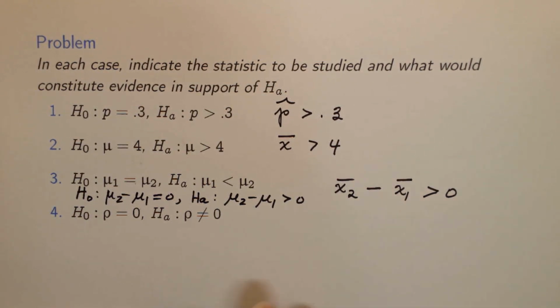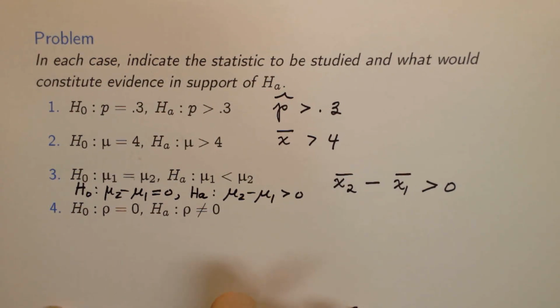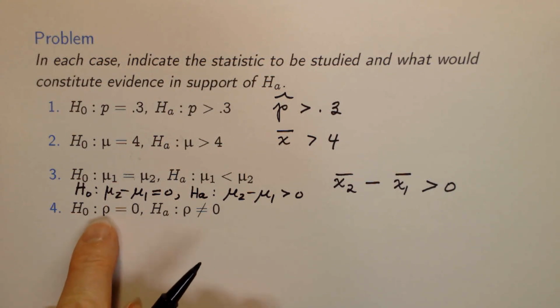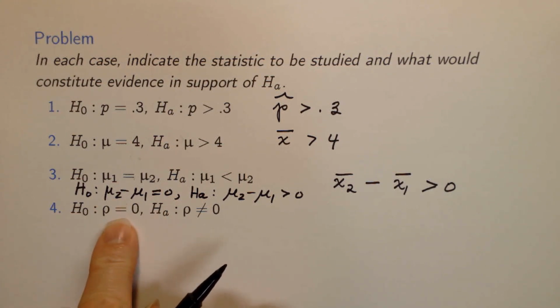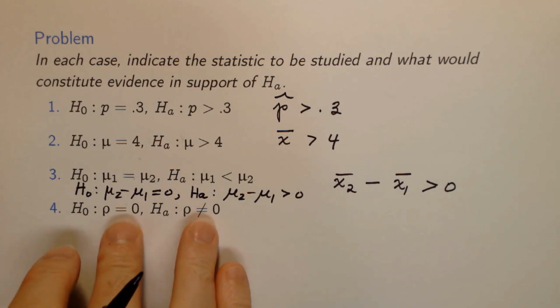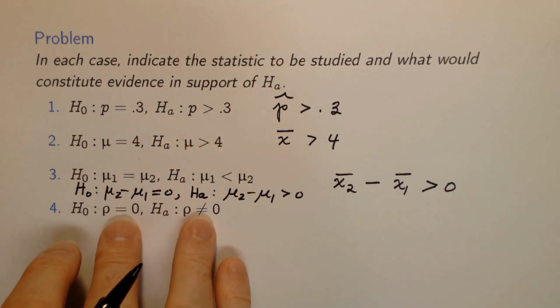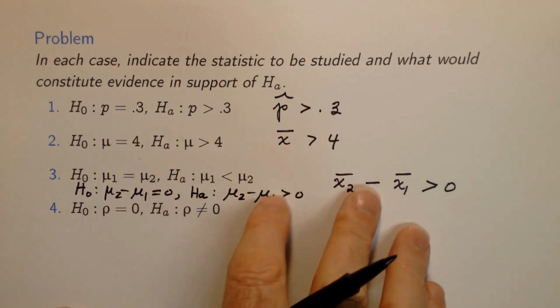Okay? All right, finally, we've got a problem involving a correlation. So our null hypothesis is that some population correlation is equal to 0, and the alternative hypothesis is that that population correlation is different from 0. So this is a case that's a little bit different than any one that we've worked already, so we'll see a very different answer for this last part.